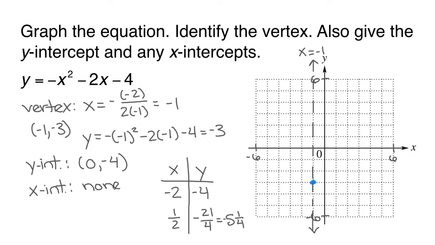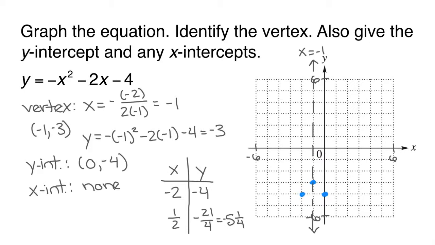Now we'll plot the y-intercept. That's at 0, negative 4. So we move down 4 units on our y-axis. There are no x-intercepts, so our graph will not cross the x-axis. We also have the point negative 2, negative 4. So from the origin, we move left 2 and down 4 units.